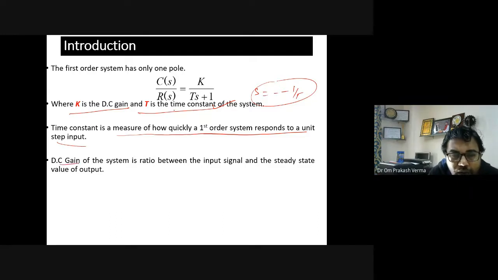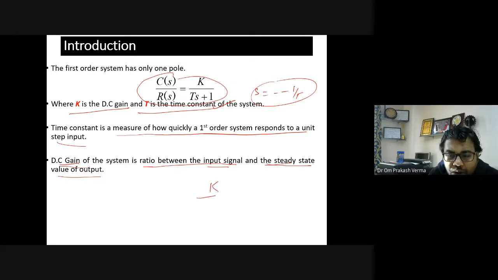DC gain, if you are asked in this numerical to find out the DC gain of the system, what will you have to do? Remember, I will ask at the time of the viva, what is the DC gain? You have to remind me that it is the ratio between the steady state value of the output and the input signal. Put S equal to 0. So whatever the equation will be, you can write this.